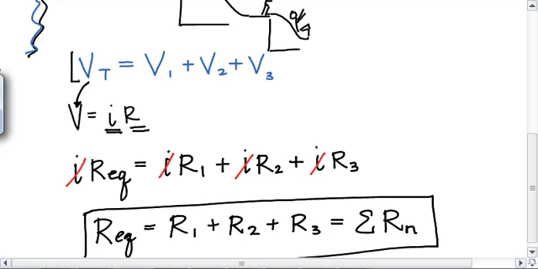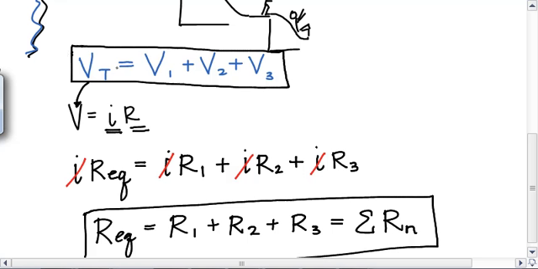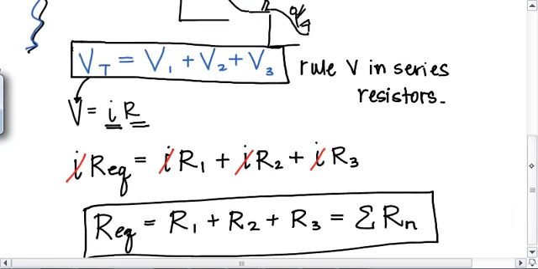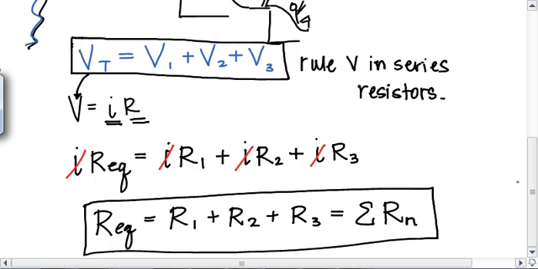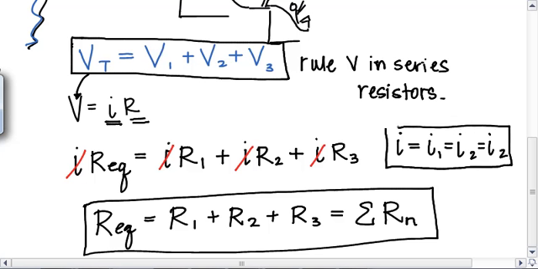So the total voltage across all of the resistors that are in series with each other, summing up to be that whole voltage, that's a rule for voltage in series. Okay? And I's are the same. I equals I1 equals I2 equals I3. If you like to put those rules on there too. That's the current rule for resistors in series.